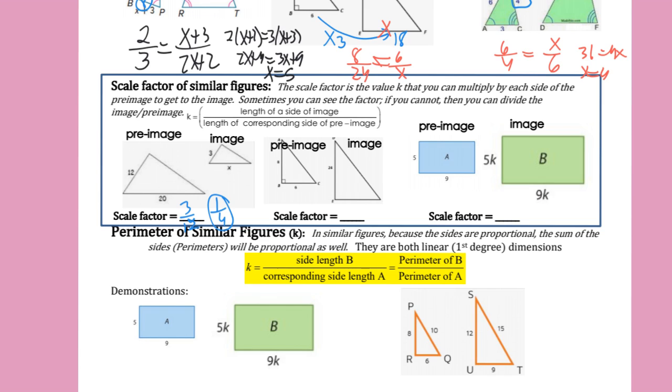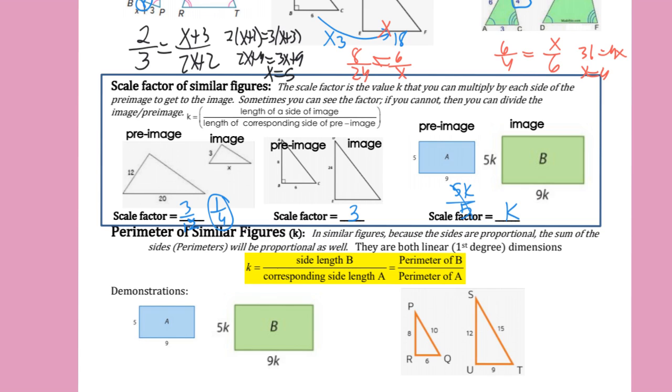Okay, so what's the scale factor here? Well, you could do 24 over 8, but the answer is 3. How come? Because that's what you multiply every side in the pre-image by to get to the image. And then the last one, what do you times by to get from the pre-image to the image? Well, if you divide 5K over 5, you're going to get K. Notice 9 times K gives you 9K. So the scale factor will be what you times by the original values to get to the image.